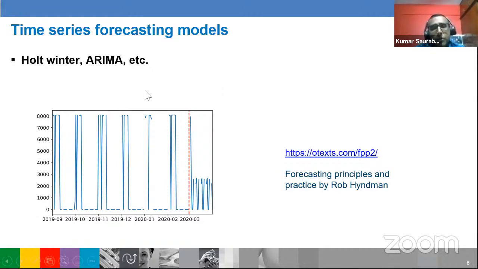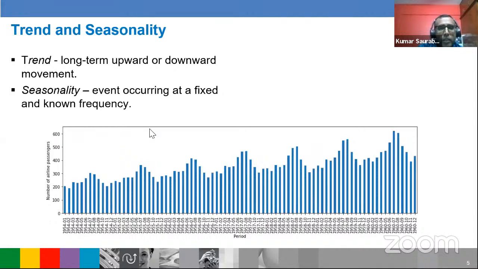So then we started asking why my forecast is not looking anything like what is there in the training data. And the reason we found was, although visually it looks like there is some seasonality, some periodic event going on, the distance between these two peaks is not always fixed. Like in the airline data example, if I show you back here, the distance between these two peaks is always 12 months. So it's happening at a fixed frequency, and that is when we say the data has seasonality.